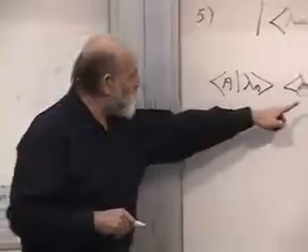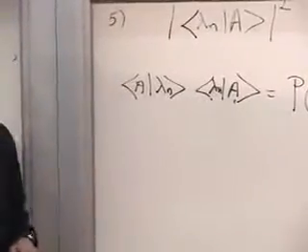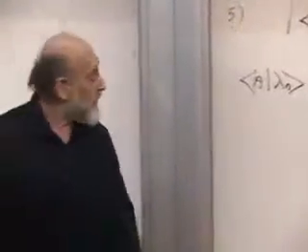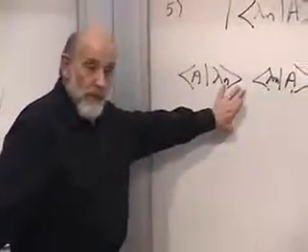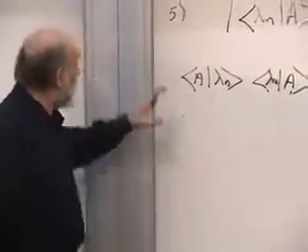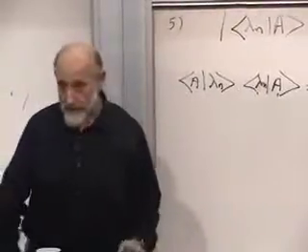This is always a real positive number. Okay? It's always a real positive number. And so it can be a probability. Those are the 5 postulates of quantum mechanics.